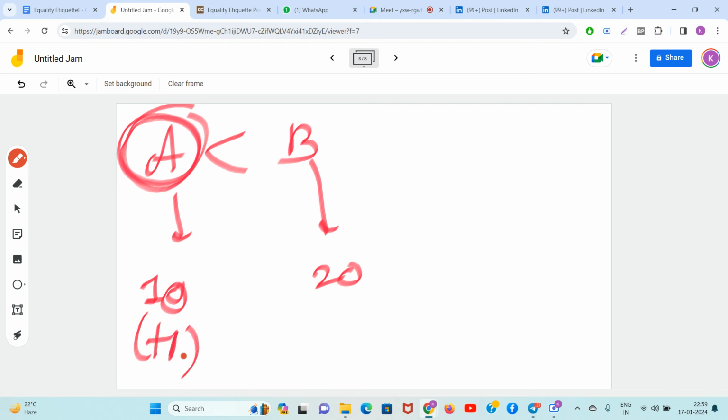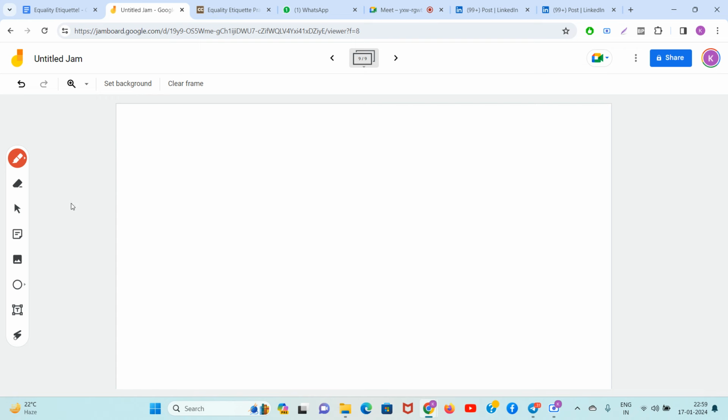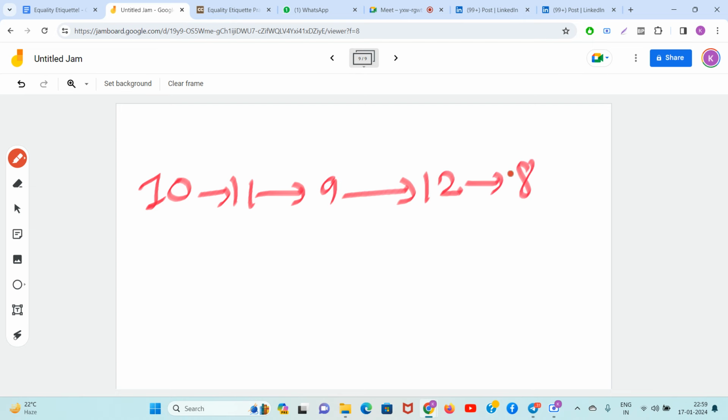If you do plus 1, Jivtesh, it will become 11, right? But then if you do minus 2, what will happen? It will become 9. But then if you do plus 3, what will happen? It will become 12. So in short, can you see? This 10 is becoming 11. Then it is becoming 9. Then it is becoming 12. Then minus 4 if I do, it becomes 8.